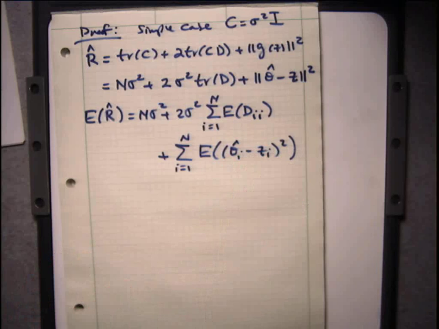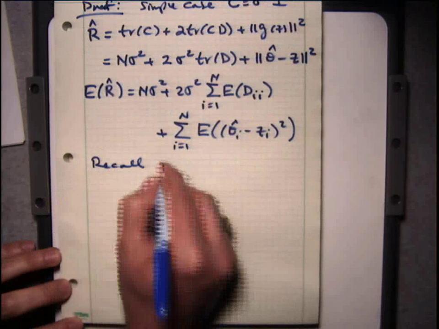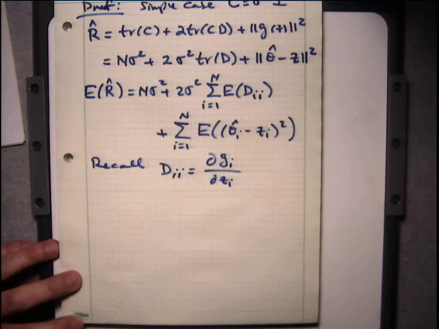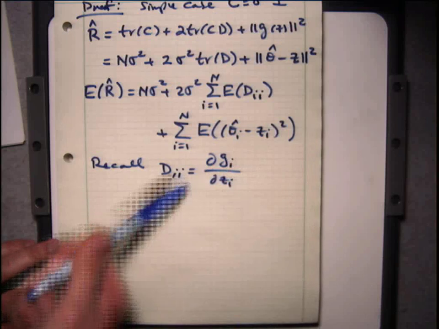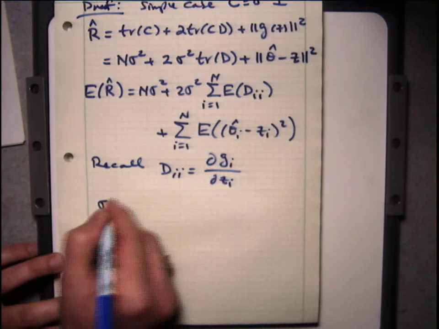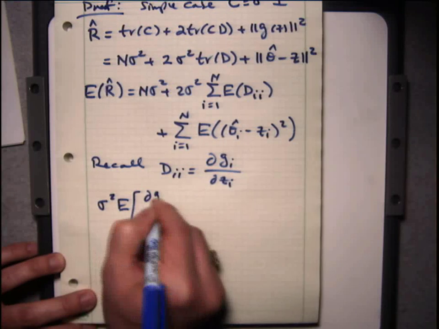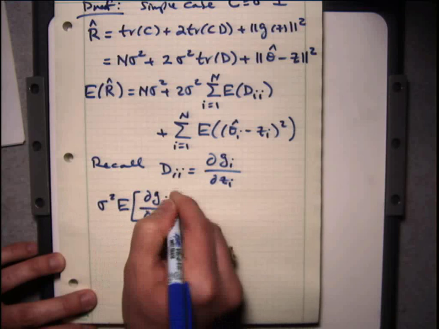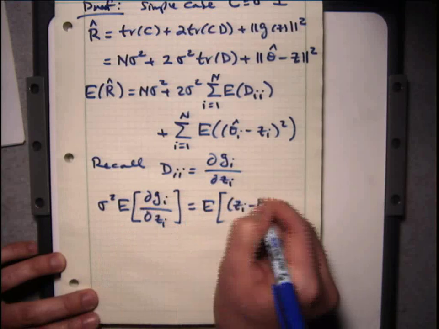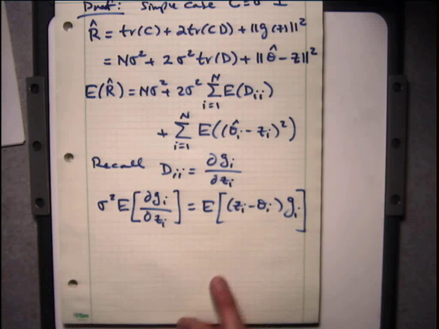All right, so now I want to remind you, dii is dgi/dzi. These are the diagonal terms of this matrix. I just defined it before. And we know that sigma squared times the expected value of dgi/dzi is equal to the expected value of (zi minus theta i) times gi. This is just Stein's lemma that we showed you before. Okay?